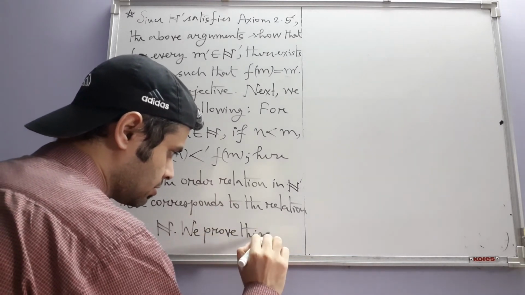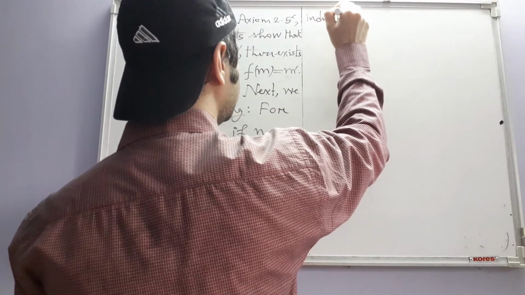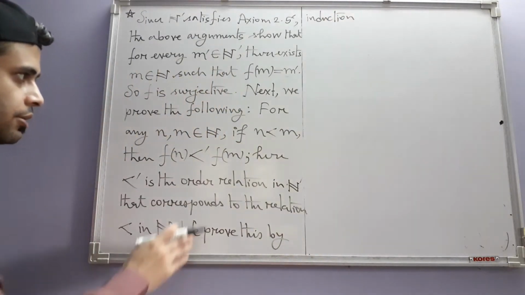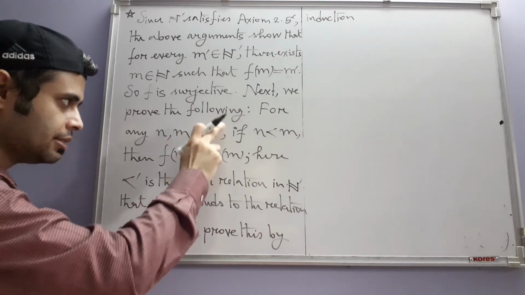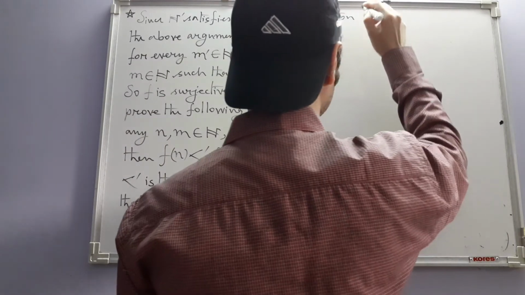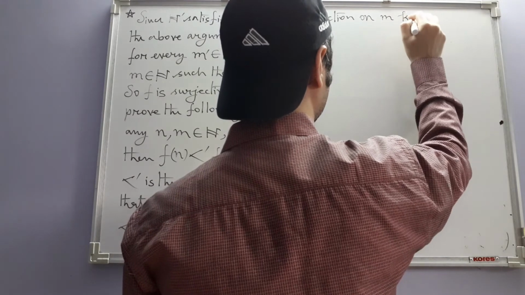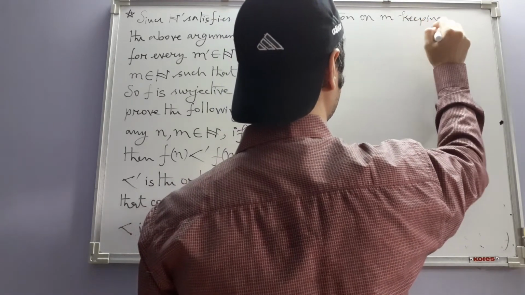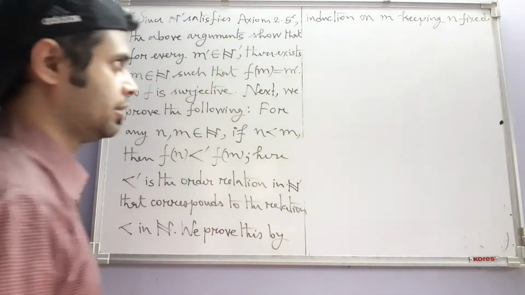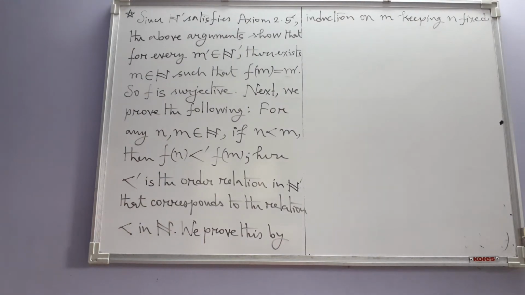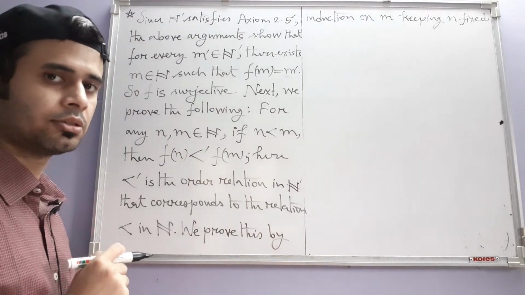We prove this by induction, and this induction is going to be ordinary induction because it is something that depends on this ordinary natural number. So it's going to happen in this system N, by induction on M, keeping N fixed. N can be any natural number, which is arbitrary but fixed, but M is going to be the variable on which we are going to induct.